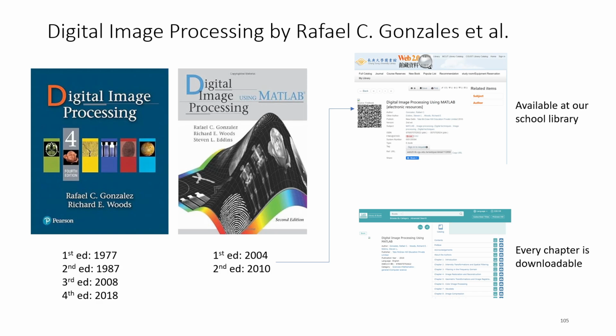In addition to this book, there is another version, Digital Image Processing Using MATLAB. There are also two editions, and you can get this book from our CGU library, right? I use a few figures from the book to show you what the Fourier transform can do for us.